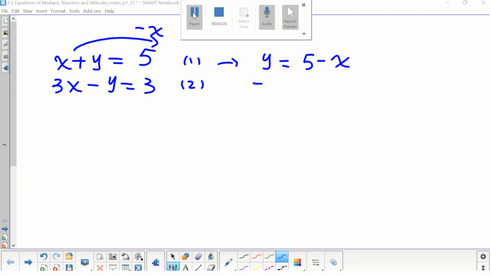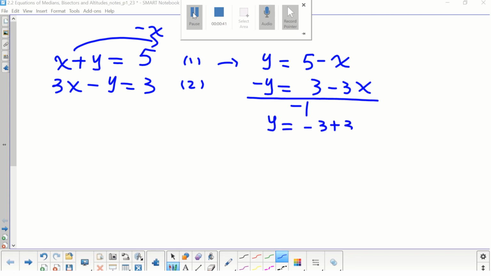Isolate y, we have negative y equals 3 minus negative 3x. We need to get rid of the negative 1 because y and negative y are not the same. So you could write it as negative 3 plus 3x, or you could just group it and keep the negative 1 there. Both work, okay? Take the negative 1 and later cross. That is group 2. So after that, we have equation 3, equation 4.